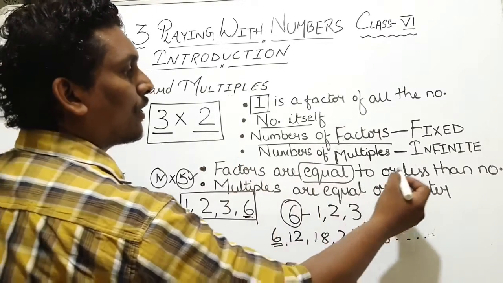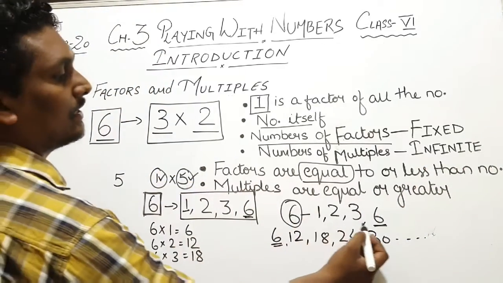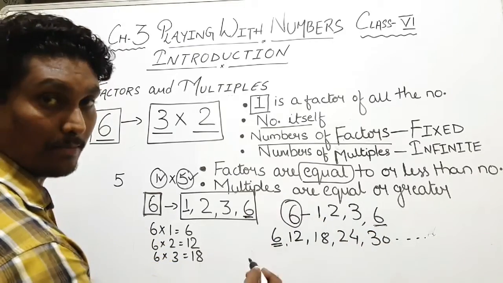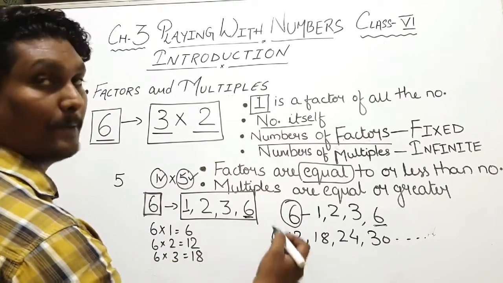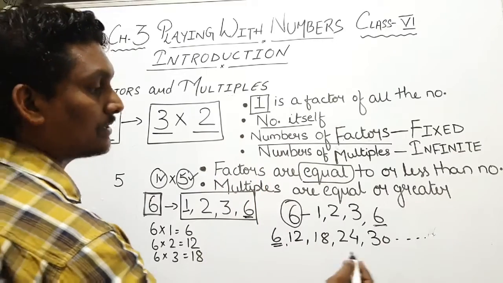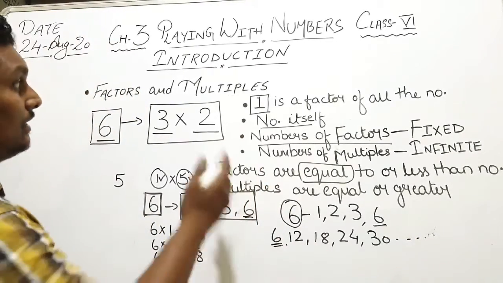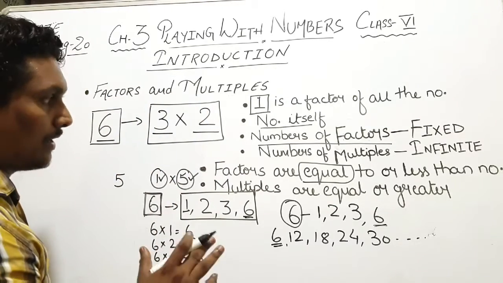Factors are equal to or less than the number. Means the factors will be equal to, but should not be more than the number. But in case of multiples, it is just getting increased and increased, right? So this is all about the factors and the multiples. Hope it is clear to you, right?